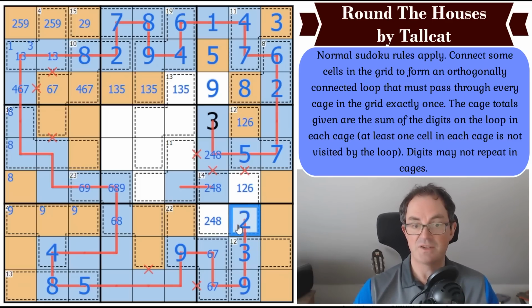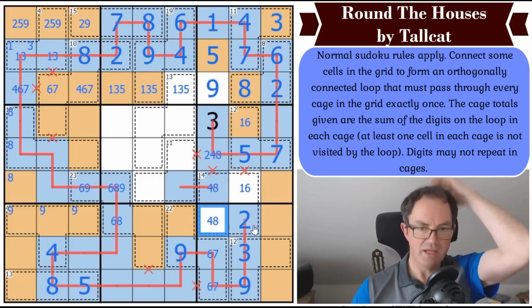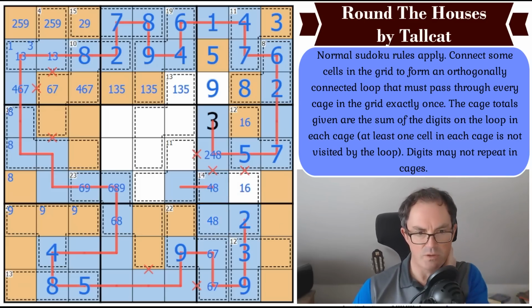And now I need 2 cells that add up to 12, and I can do it with 4, 8. And that's the only way I can do it. So this is a 4, 8 pair. And this square, well, hang on. I don't know about what this square is. But this is a 4, 8 pair. That needs to be looped. So that's on the loop. Good grief. And therefore this is not on the loop.